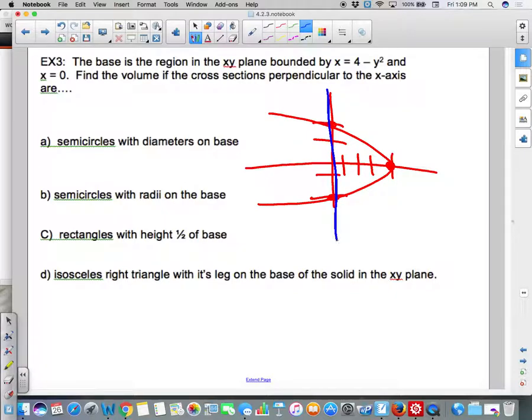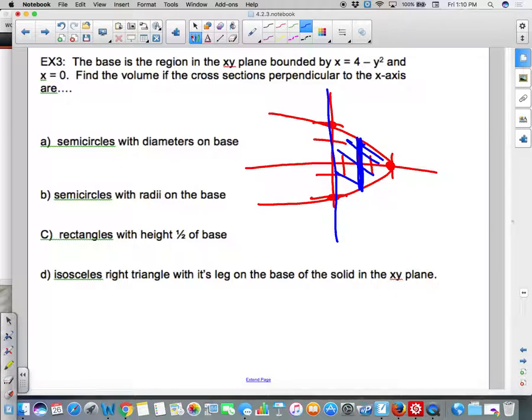Vertical. Alright, so the area, we're talking about this right here, right? Yes. Okay. Find the volume if the cross sections perpendicular to the x-axis are... So what I'm going to do is first figure out what this distance is, and then plug it into the appropriate area formula, right? So first question, do I do this with respect to x or y? X. So that means I need to solve for y, right?